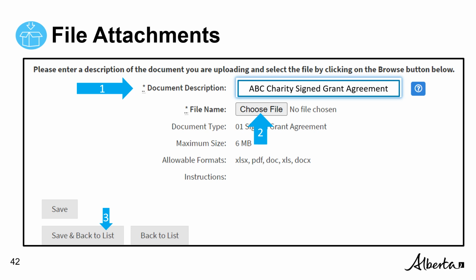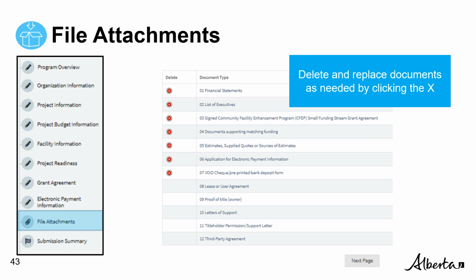Then continue down the list until all required forms to complete your application have been uploaded. Please note that you must put something in the document description box, as it will not let you go back or save without it. After uploading all the required documents, you have the option of deleting and replacing documents as needed by clicking on the X. Once all your files have been attached, click Next to move on to the last page.